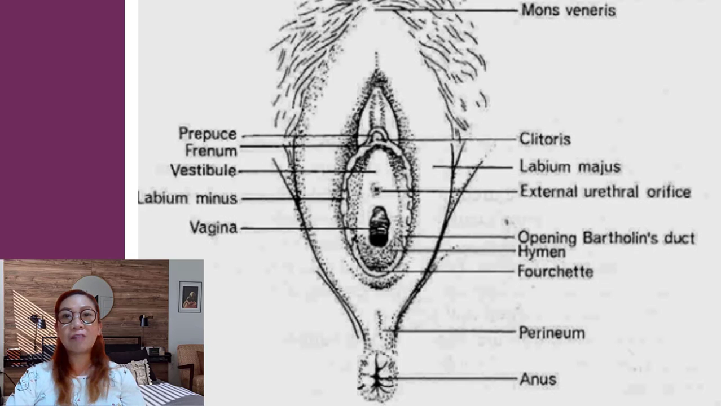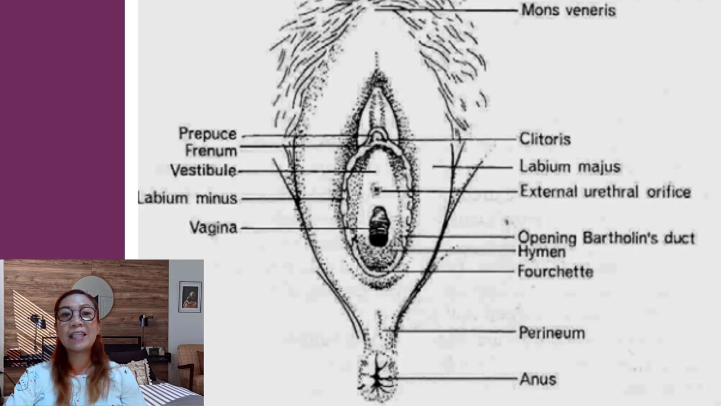Another structure is the Skene's glands. Also called the paraurethral glands, they are found lateral to the urethral meatus and have ducts that open into the urethra. And the secretions from the gland lubricate the external genitalia during coitus, or what we call sexual intercourse.